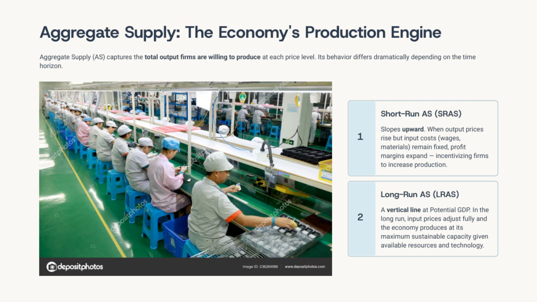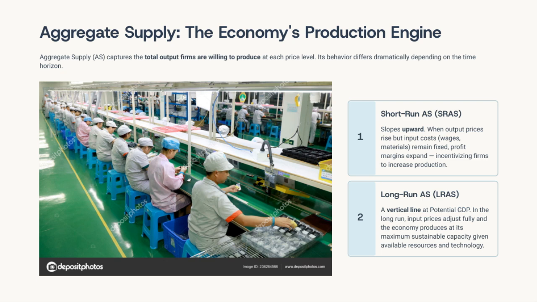Let's also remember what the short-run aggregate supply, or SRAS, entails. It shows the total output firms are willing to produce at each price level, but unlike the long run, it can behave quite differently depending on the time frame. In the short run, prices and wages might not adjust immediately, which can lead to different supply responses.